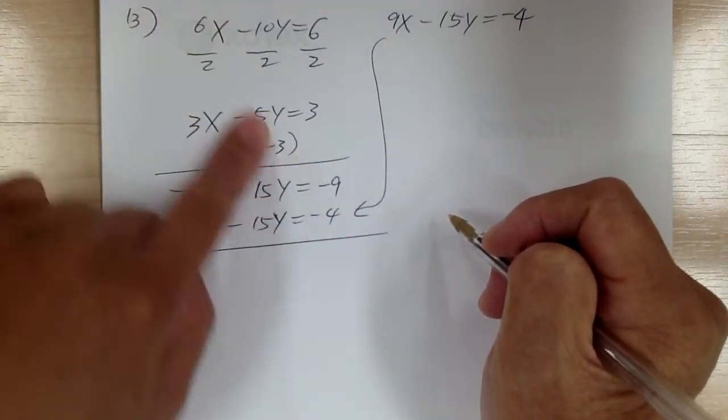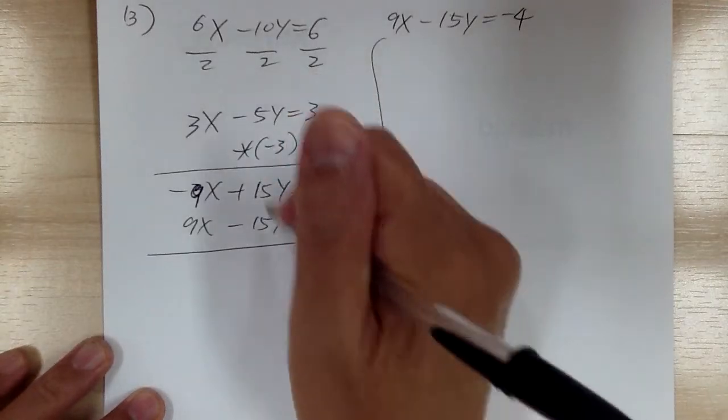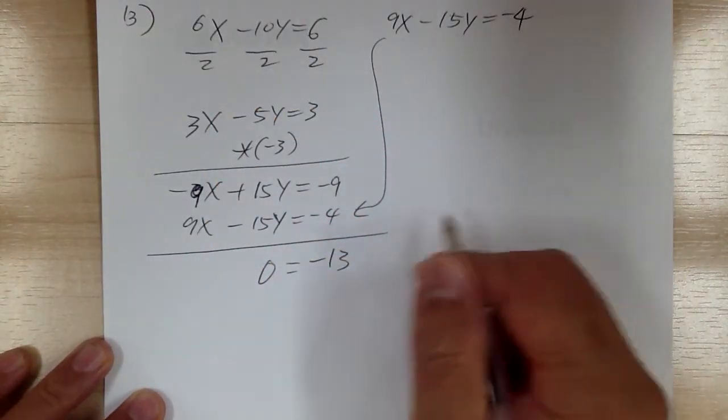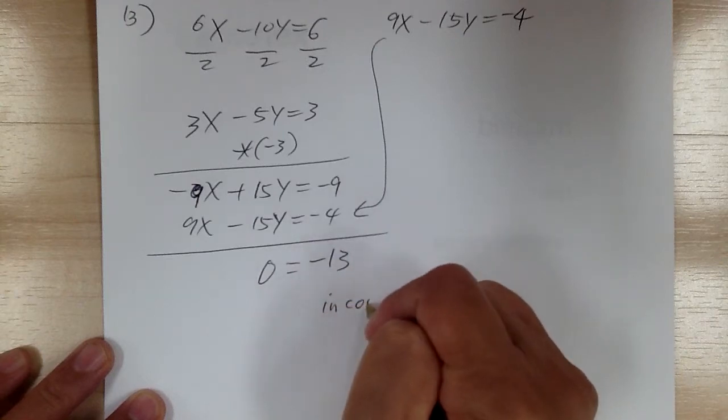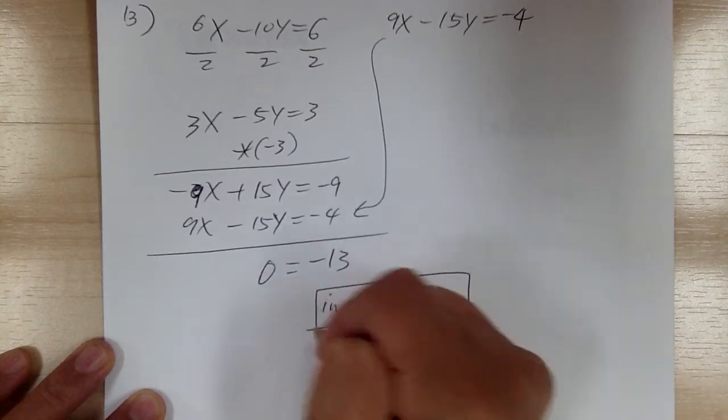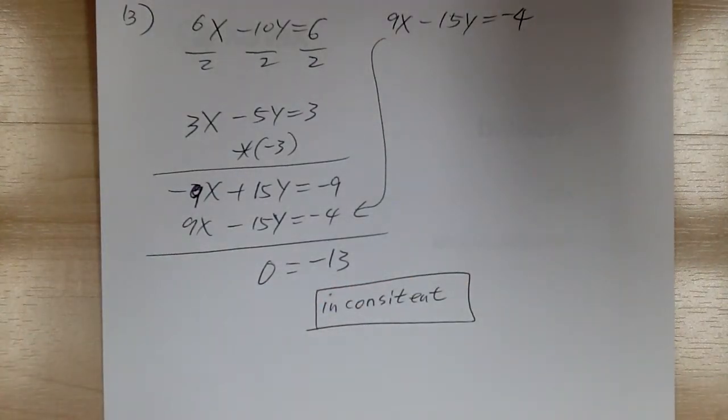So you can watch, so it's easy to catch mistakes. Okay, so when you add, you're going to get 0 equal to negative 13. So this is not good. So this is inconsistent. Okay, let's go to number 14.